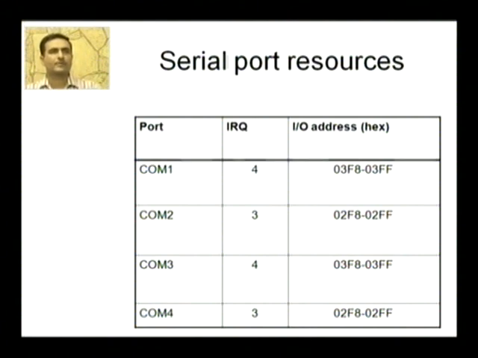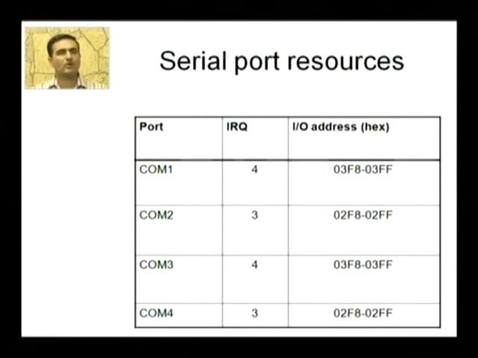As from the table you can see the various serial port resources. There are the 4 serial port resources: COM1, COM2, COM3 and COM4. The COM1 port uses interrupt request resource 4. The input output address for this COM1 port is 03F8 to 03FF, and this address has been shown in hexadecimals.